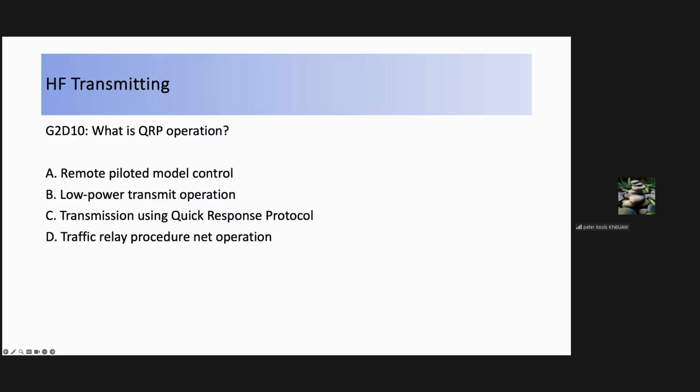And what is QRP operation? So QRP, we didn't talk about, but it is low power. Typically if you're using a handheld radio, 5-watt radio or less, or if you're using a base station but you've got the transmit power dialed down to say 5 watts or sometimes even 10 watts, that's considered low power operation. And there are groups that specialize in low power transmitting and receiving. There are contests that are QRP contests. Lots of stuff going on with very low power situations.